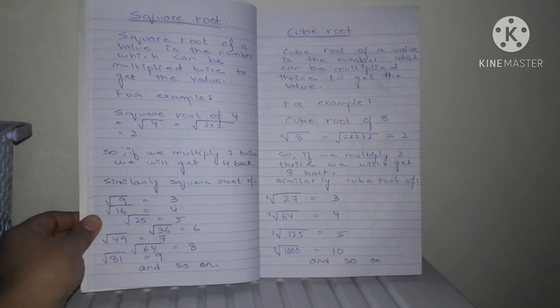If you multiply that number again with itself, you get the value back. Square root of 25 is 5. Square root of 36 is 6. Square root of 49 is 7. Square root of 64 is 8, and so on. So square root of any value will be the number which can be multiplied with itself to get back the value given to us.